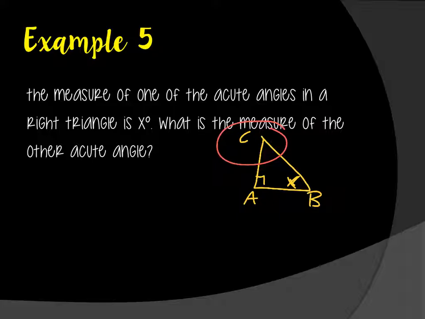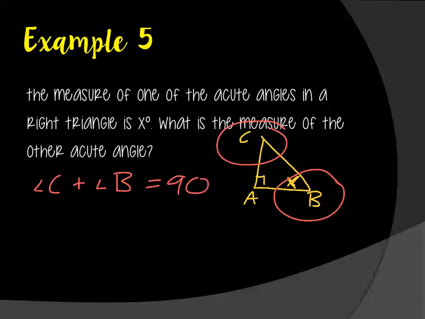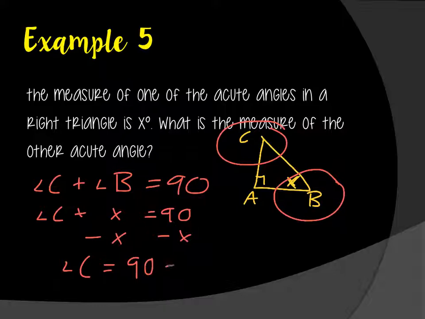Plug in what? What do we know about angle C and angle B? They equal 90. So angle C plus angle B is equal to 90. So angle B is equal to the x, so we can just plug that in. Then subtract x from both sides, and we get angle C is equal to 90 minus x.